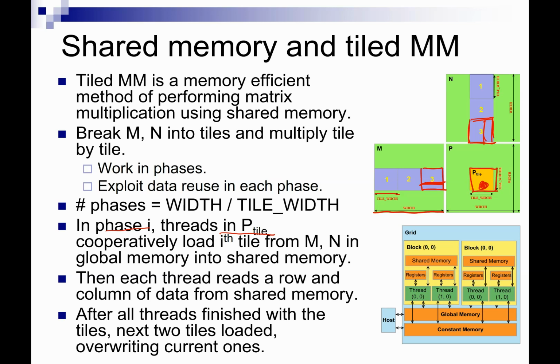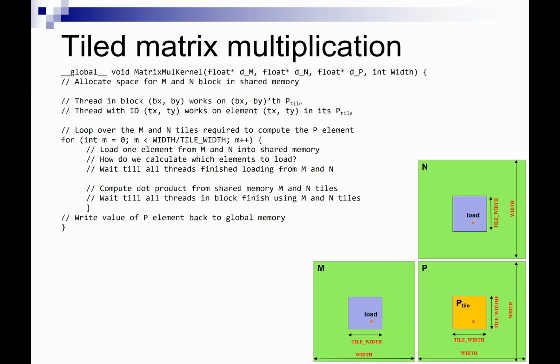So this thread can access that data very quickly. And then after all of the threads have finished using all the data from these two tiles, we can go on to the next tile, the next phase. All right, so this is a summary of how this process goes.